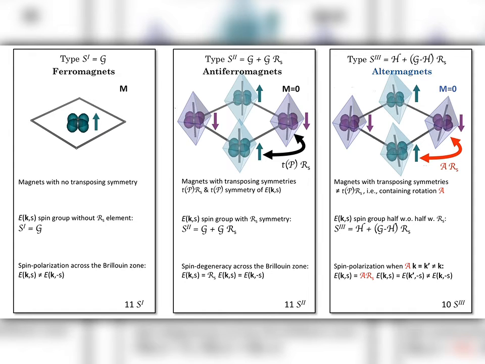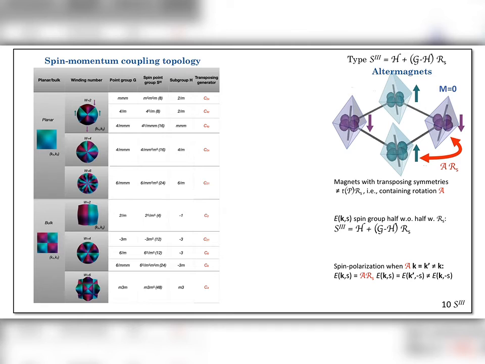So I can now take a look at all the 10 spin symmetry groups that we've delimited here, and based on the symmetry of the group, I can look at the basic topology of the spin momentum coupling. The basic topology I can derive from how many times the spin rotates when I go around a closed loop around the gamma point here. So I see that for these first 3 spin point groups, the spin flips once and a second time. So when I go around the whole loop, I have winding number 2.